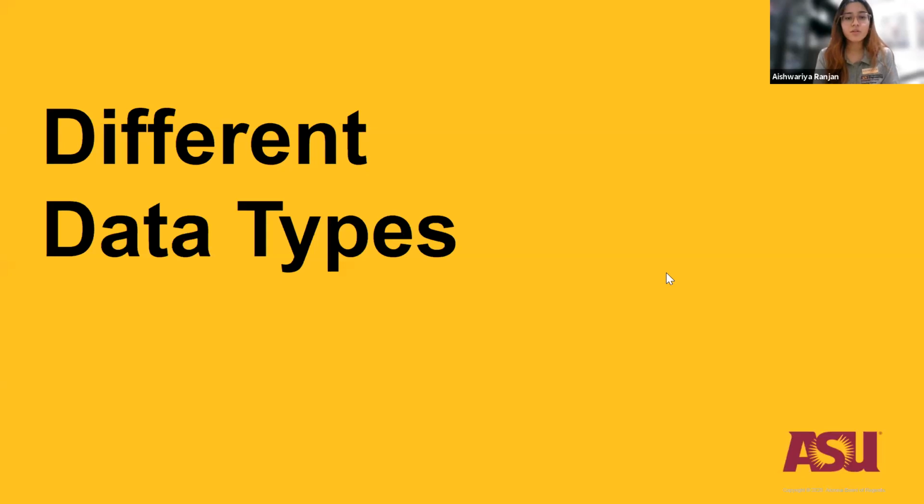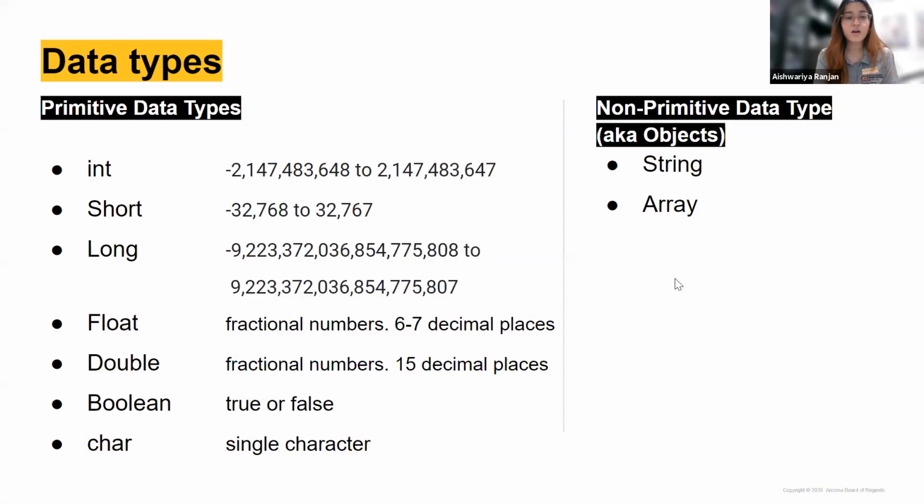So first, let's go over data types. There are two kinds of data types in Java, primitive data types and non-primitive data types. The most common ones are int, double, Boolean, and char. So a character, char. And int has a range from this huge negative number to this positive number. You're going to use that most frequently. Short and long are similar to int, but their ranges vary. You don't have to know much about them. It's not that frequently used.